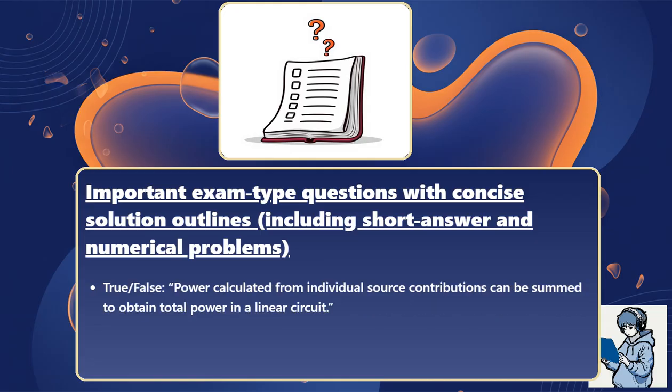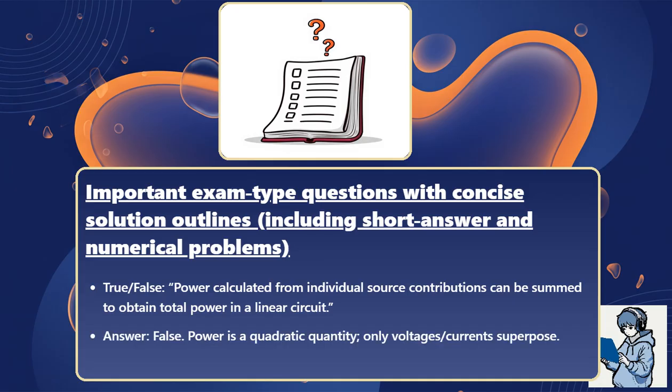Power calculated from individual source contributions can be summed to obtain total power in a linear circuit. False. Power is a quadratic quantity; only voltages and currents superpose.